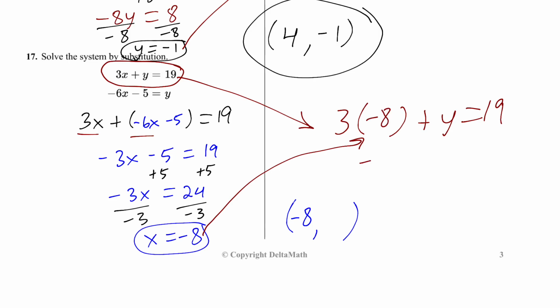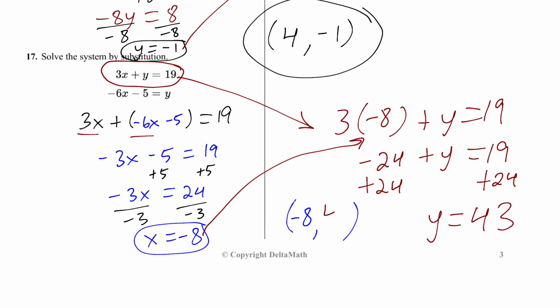If I multiply, this gives me negative 24 plus y is equal to 19. If I add 24 to both sides, I get 43 for my answer. The final answer is negative 8, 43.